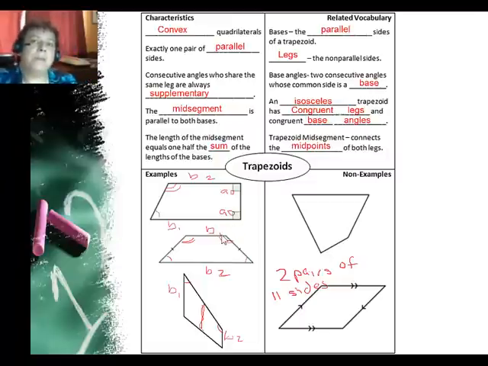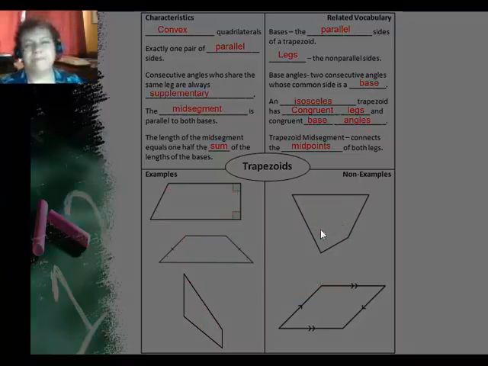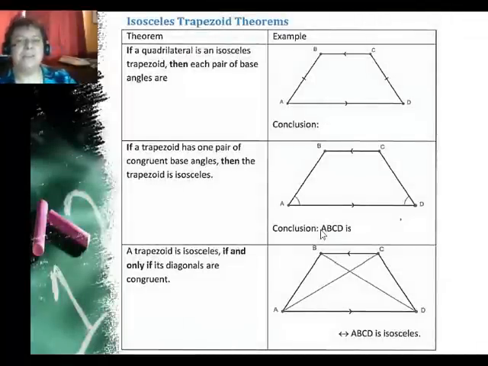So now we'll talk about some theorems about the very special trapezoid. Oh, by the way, this one has no parallel sides, this counterexample here, and that is why that is not a trapezoid. It sort of looks like one, but not quite. Okay, now some theorems about the isosceles trapezoids.